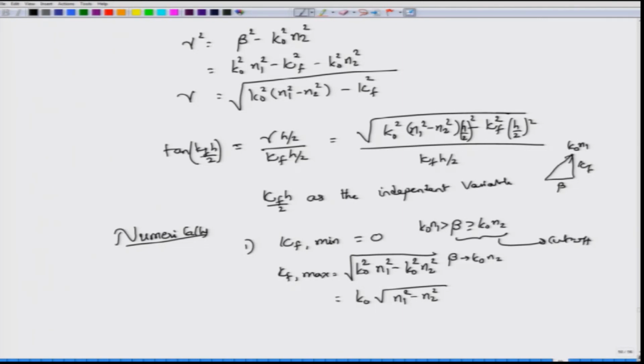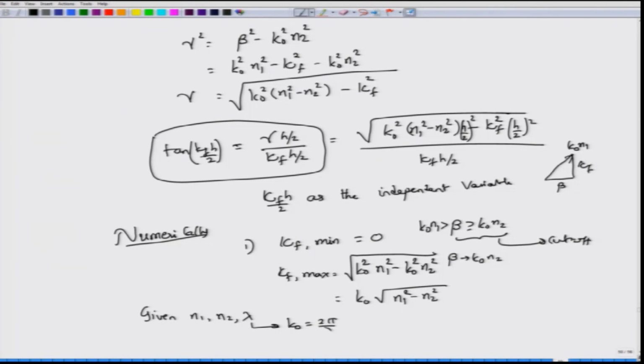So, we have determined the minimum value of kappa f, and the maximum value of kappa f, and within this range is where we are looking to plot this equation, or numerically solve this equation. All that you have to do is, given n1, n2, lambda, you calculate the k0 value, because k0 is basically 2 pi by lambda, and lambda will usually be specified in the free space region. So, these are the parameters that you need. Oh, you also need the height of the waveguide, let us say that is h.